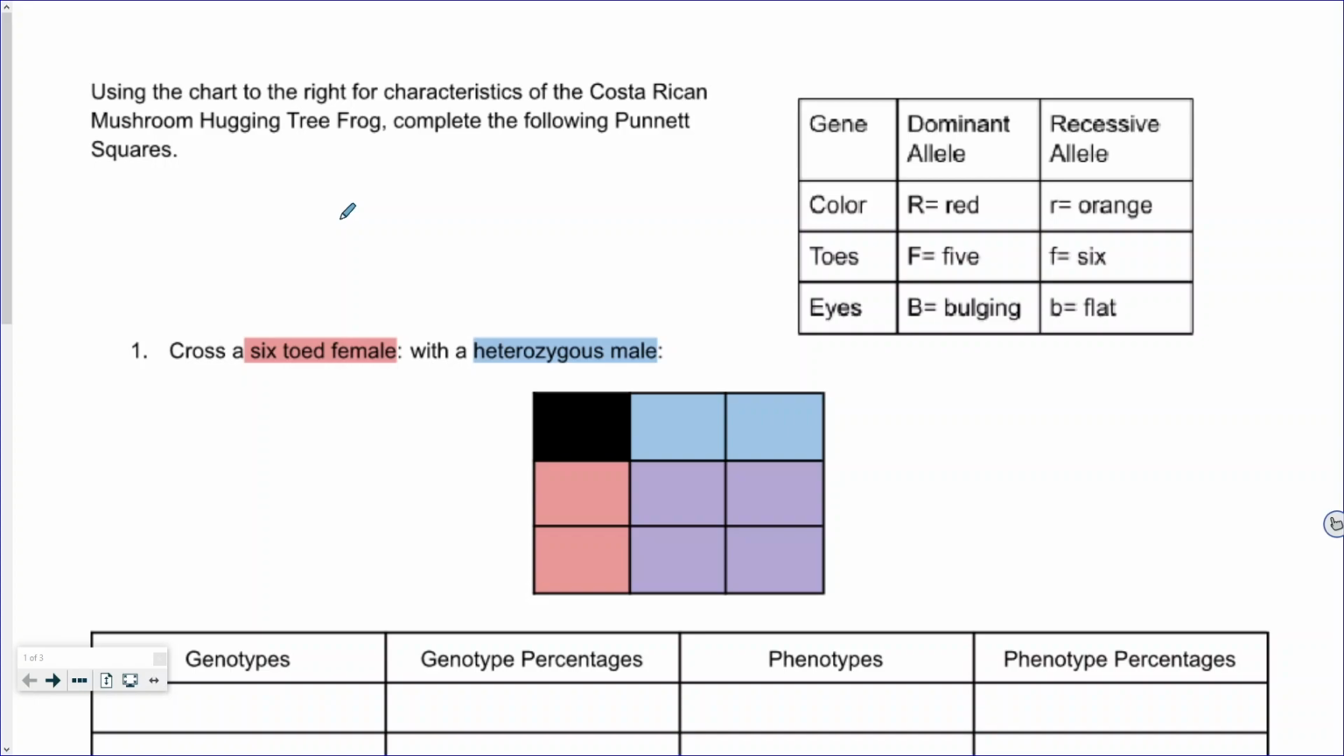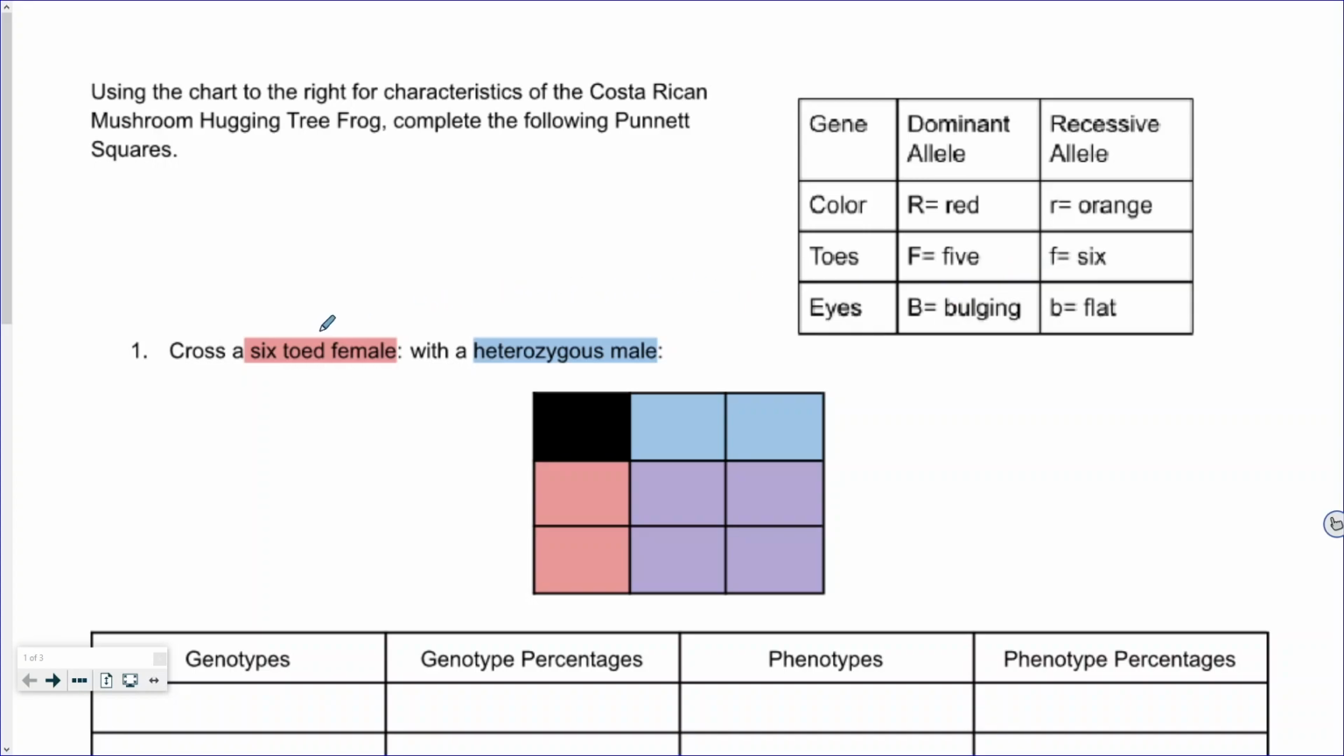Now, this type of Punnett square we call a monohybrid, or a single trait that we're going to look at. So in our fictitious Costa Rican mushroom-hugging tree frog example, we have a few traits over here. We have the trait for the color of them. They can either be red or orange, where red is dominant and orange is recessive. They can either have 5 toes or 6 toes. 5 is dominant over 6. And their eyes can either be bulging or flat, where bulging is dominant over flat.